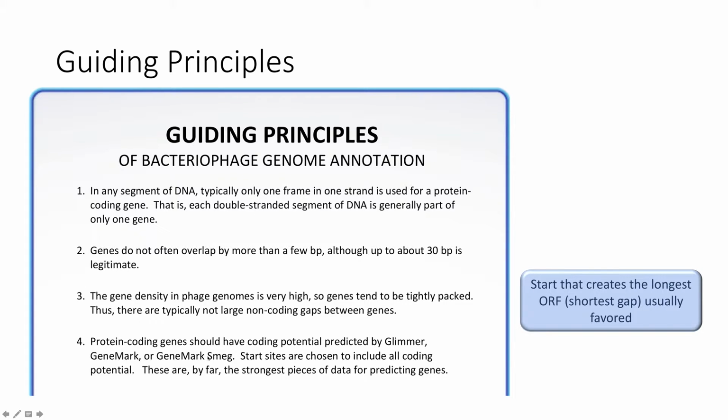Protein coding genes should have coding potential predicted by Glimmer, GeneMark, or GeneMark SMEG, or if you're working with a Gordonia phage, GeneMark Gordonia, or possibly GeneMark tuberculosis. But start sites are chosen such that not only does your gene have coding potential, but your start site should include all the coding potential for the gene. Again, this isn't true 100% of the time, but if you can choose a start that includes all the coding potential, that's the start that you want to choose.